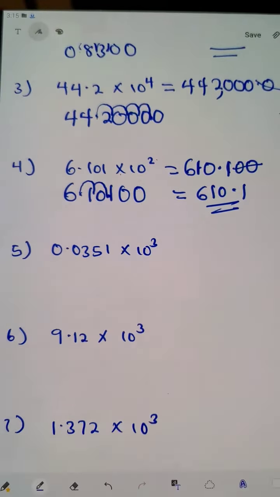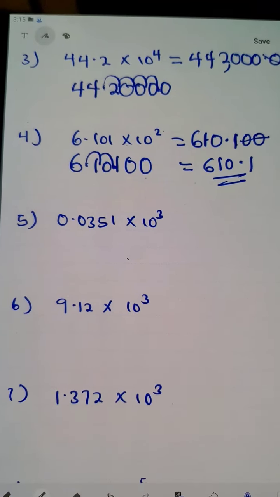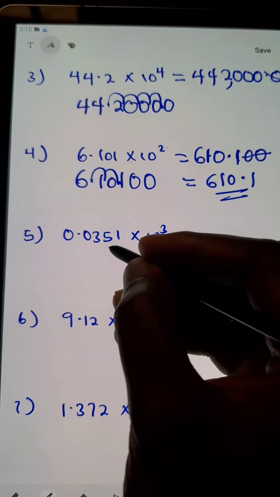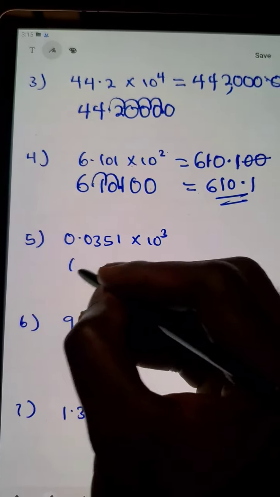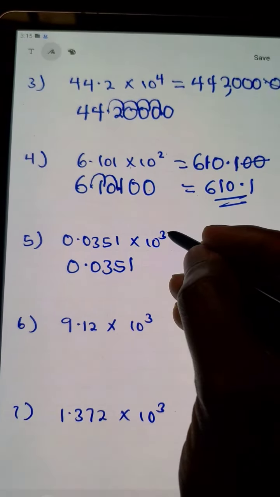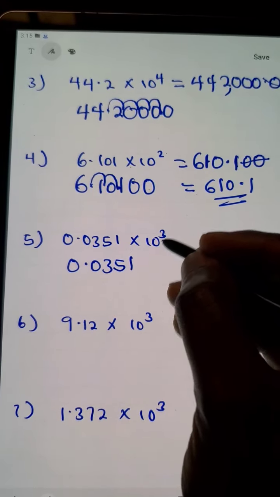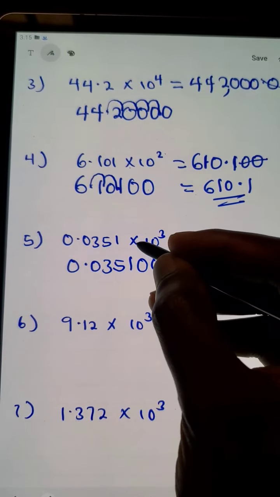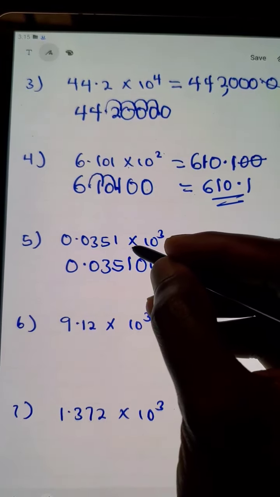You have 0.0351 times 10 raised to the power of 3. This power will determine the number of 0s you are going to add to this number. Here you write it down as 0.0351. Then you add 3 0s. Since you are dealing with power of 3, you add 3 0s to this number. 1, 2, 3. Then since you are multiplying, it means you are counting 3 numbers.